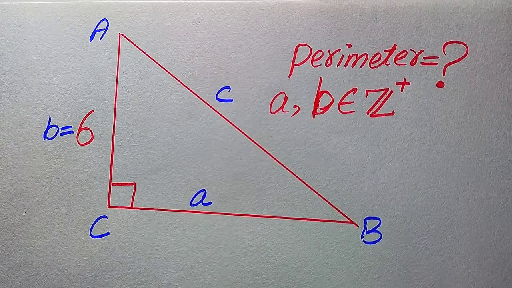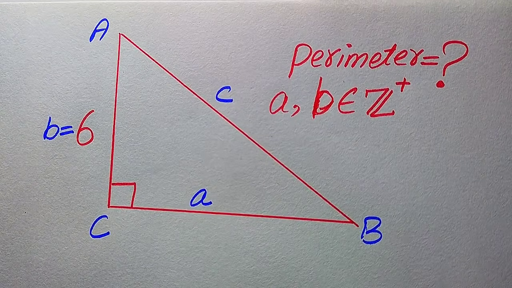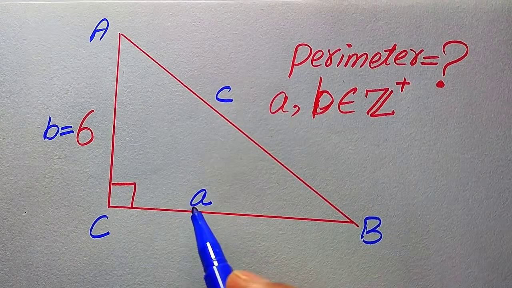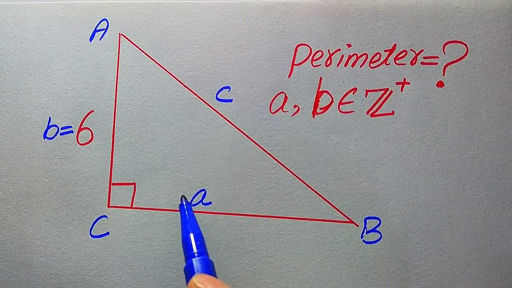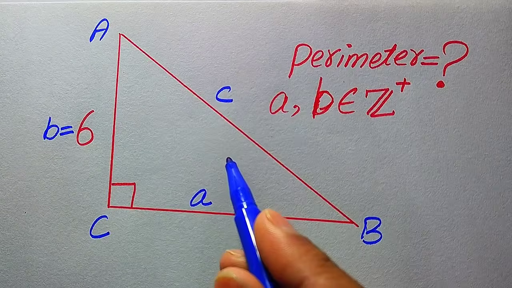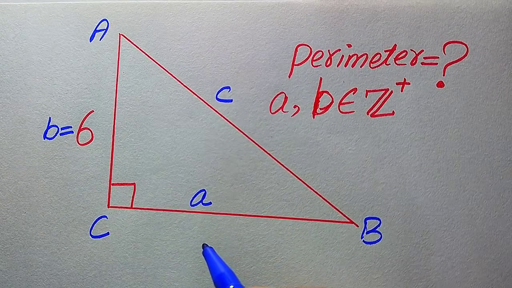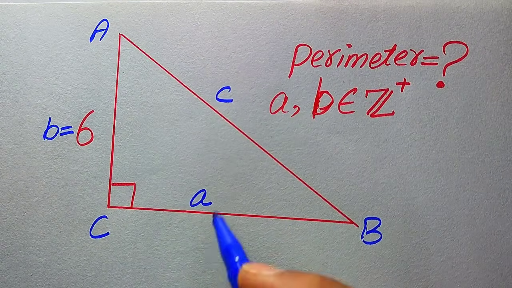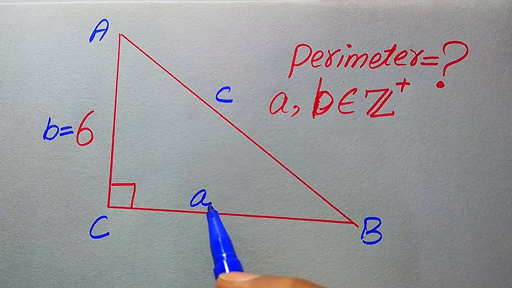Hello everyone, welcome to solve this nice math Olympiad geometry problem. So here you see that we have a nice right triangle in which the length of one side is given and the lengths of the other two sides are unknown. So here we need to find the perimeter of this triangle.